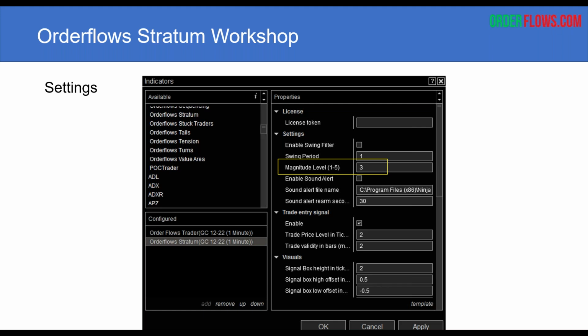But you also got a slightly weaker one of 4 to go to, but really the ones I stick around with are 1, 3, and 5. And the other setting is the swing filter, right? Right here. To enable it, you'd click this box.